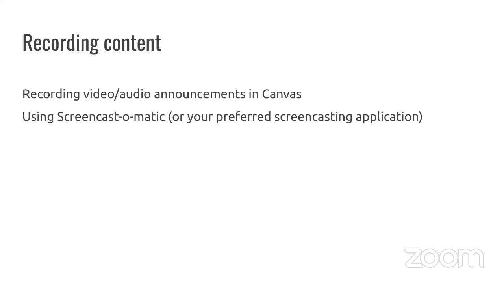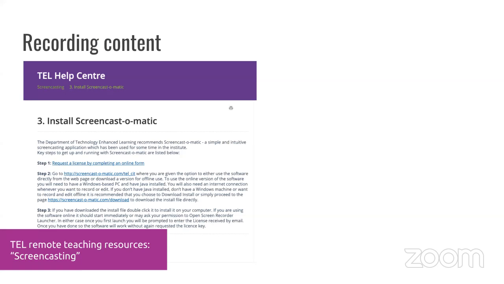And if you want to access that, the license is available on our help center under screencasting, and you have a 3-step guide there to installing that application. So first of all, you request a license. So that's the site-wide license for Screencast-O-Matic. And then you can download the application and you have a license then to do your screen recordings. So that's a nice option there. And just another one, I suppose, in the lineup.